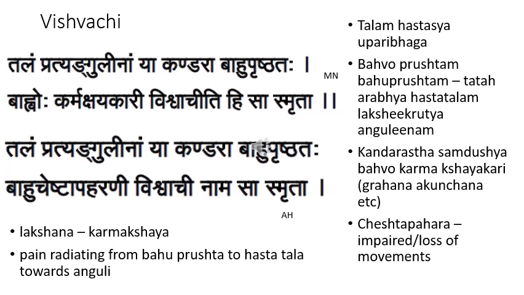All the Kandaras present in these areas are affected, and it produces Karmakshaya of Bahu. It produces Grahana and Akunjana of the Kandaras. According to Ashtanga Hridaya, Talam Pratyangulinam Ya Kandara Bahu Prishta is similar to the first line of Madhavanidana. In the second line it is told, Bahu Cheshta Apaharini Vishwachi Nama Smrita. So he has mentioned Cheshta Apahara, impaired or lost movement, instead of Karmakshayakari. That is the only difference.